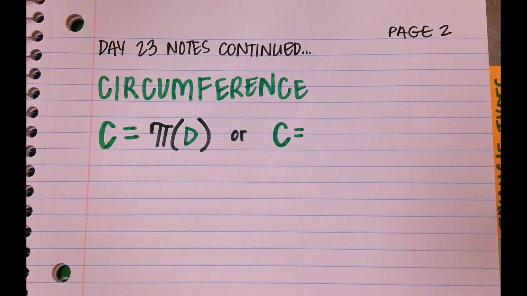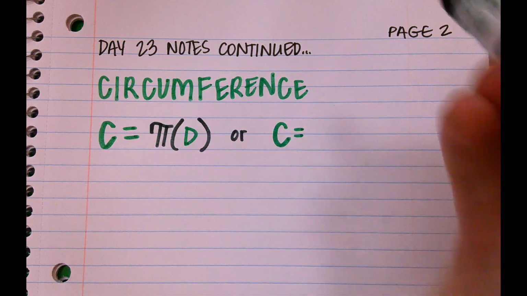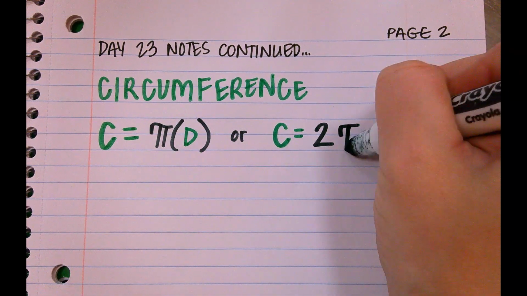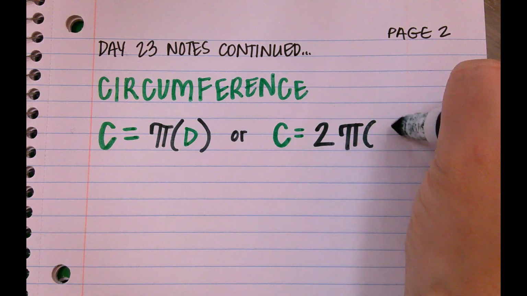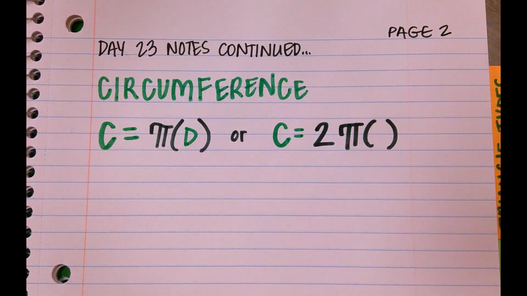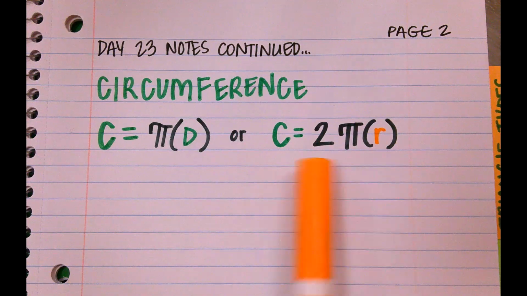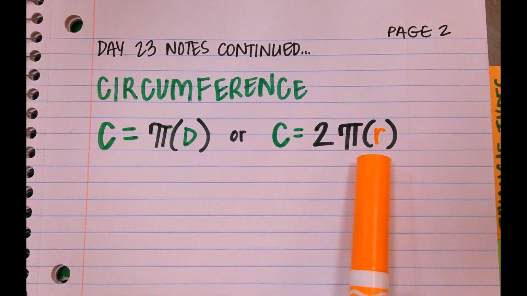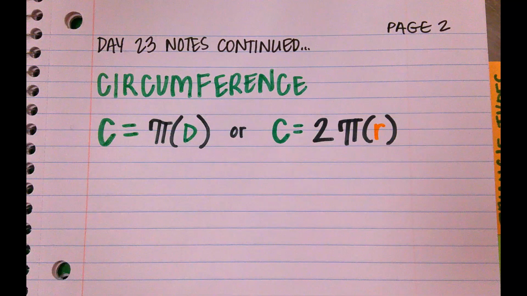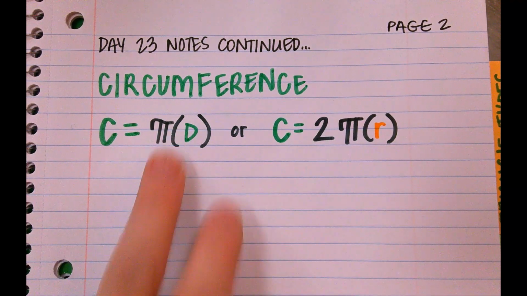Now, why do you think that second formula exists? In case you don't like the first one. Just being honest, that could be an option. Now, there's a good reason for it, though. What if I only have a radius? I don't know my diameter. Well, then you can use the second formula, 2 times pi times r, without doing 2 separate problems. So remember, radius is the smaller, diameter is the bigger.